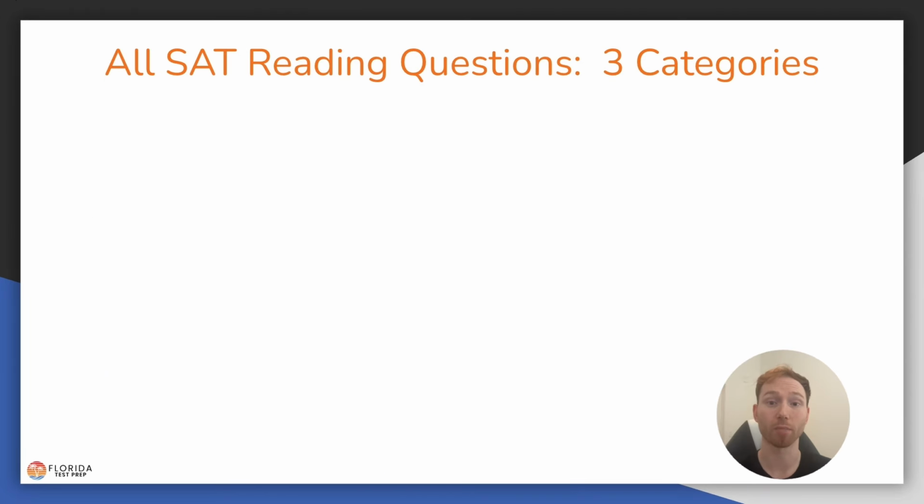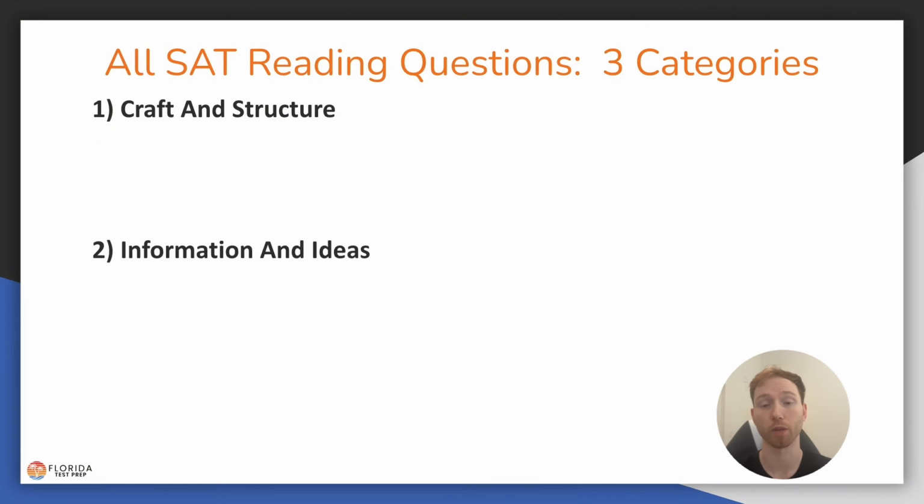Here's how to solve all the types of SAT reading questions. All of SAT's reading questions can be categorized into 3 categories. The first category is craft and structure. The next one's information and ideas. The third one's expression of ideas. This is the way they occur on the test too.